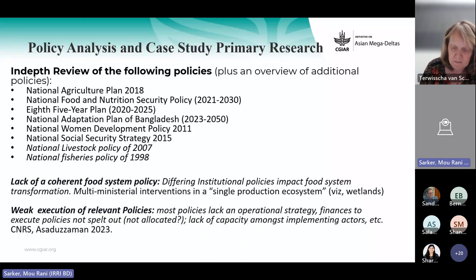If you look at this policy, you will find that the Bangladesh livestock and fisheries policy has not been revised for quite some time. It is very old still. And there is also fragmentation of policies because of lack of sectoral coordination. There are financial and capacity challenges. Actually, there are more insights, and I cannot discuss them here for lack of time.